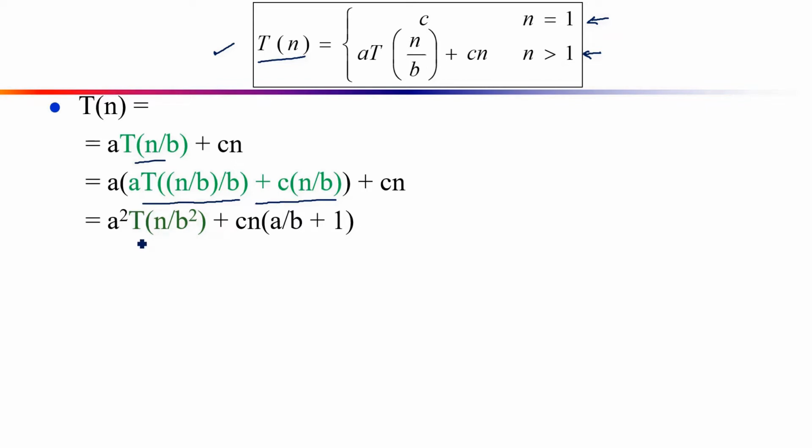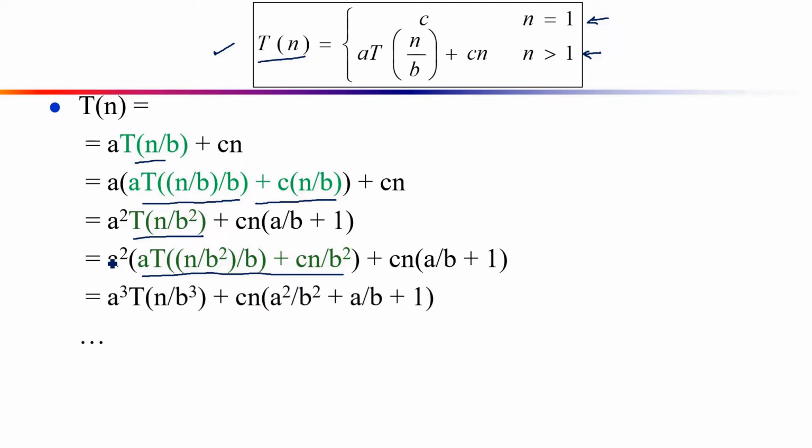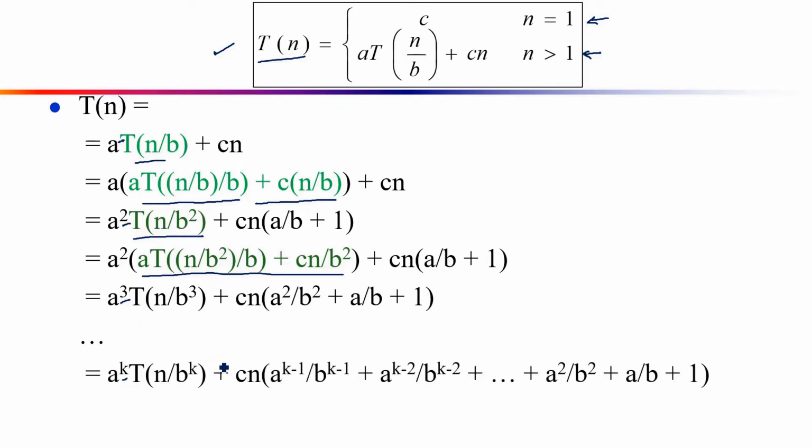Following the iteration method, now we have to expand this term. So after expansion, we get this representation. Then after a little bit of simplification, we get a^3 T(n/b^3) plus cn(a^2/b^2 plus a/b plus 1). So here we can see that at first it was a to the power 1. Then after the second expansion, it was a to the power 2, and after the third expansion, it is a to the power 3. So after the kth expansion, it will be a to the power k, and similarly we can write the kth expansion as a^k T(n/b^k) plus cn(a^(k-1)/b^(k-1) plus ... plus 1). So according to the iteration method, we have completed the expansion of the recurrence relation.